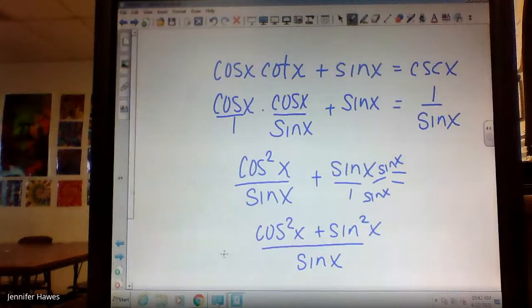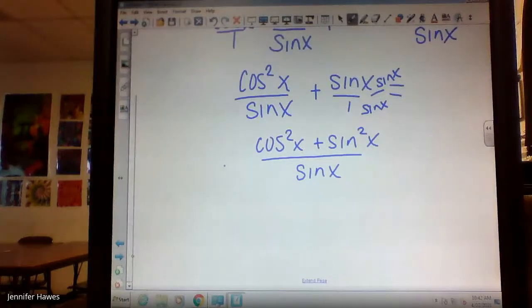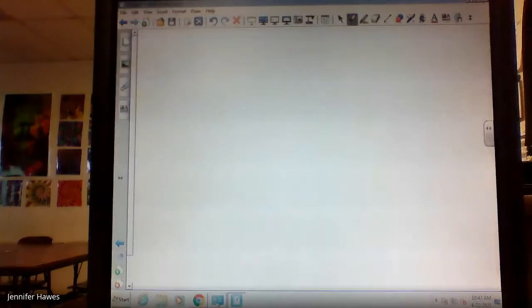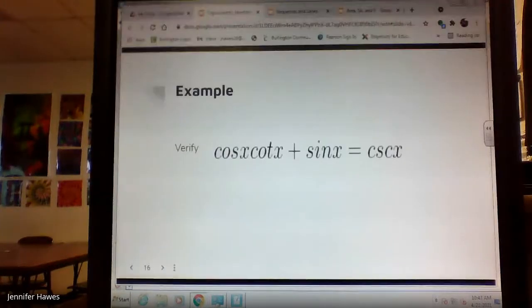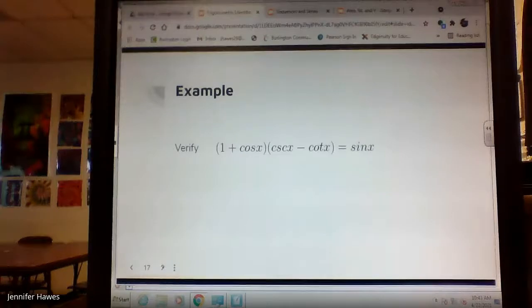Okay, so what's cosine squared plus sine squared? 1. Then 1 over sine is cosecant. And then since we had changed it up there, stop here. If you didn't change it, you would just put cosecant. That's why I say it doesn't matter to me if you want to change everything, or if you want to leave that and get there. It's not gonna matter to me. Okay, let's do this one.